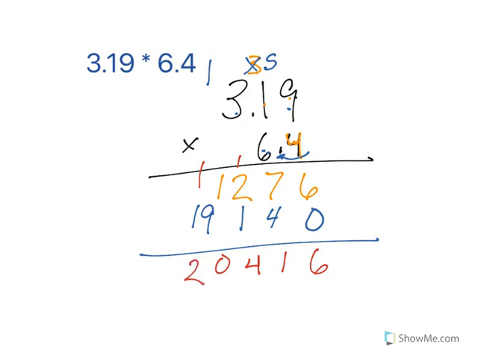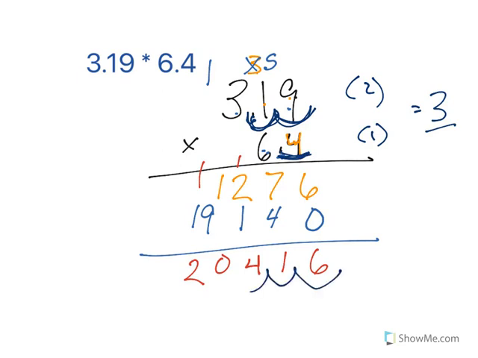Now, how many decimal places am I dealing with here? So in my first one, I've got 1, 2, right? So 2 numbers past the decimal. And then the bottom one, I just have 1. So 2 plus 1 equals 3 decimal places. So at the end, I go over 1, 2, 3. So my answer is 20 and 416 thousandths.